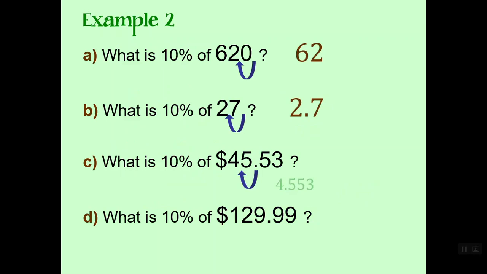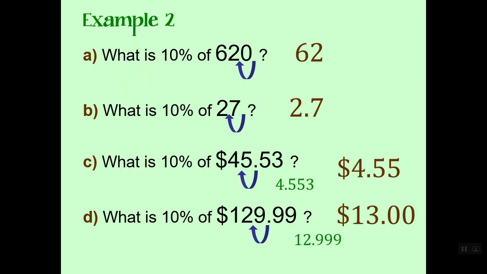Now, if we're finding 10% of money, in this case $45.53, we're going to move the decimal spot one point over. We'll get 4.553. Now it's important to round that because we're dealing with money, so to round that to the nearest hundredth. So our answer is $4.55. The same if we're taking 10% of $129.99. Move that decimal spot one place to the left, we get 12.999, and that rounds up to $13.